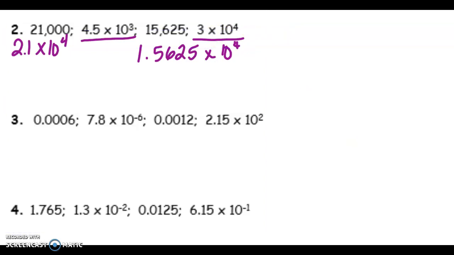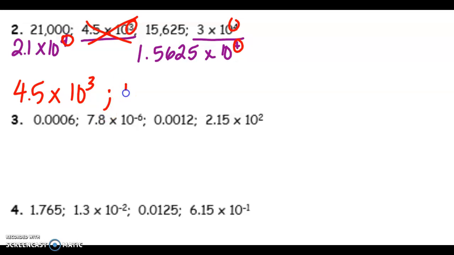My smallest exponent that I have is my 3. So that's going to be my first one. So 4.5 times 10 to the third. Okay, so I like to cross them off so I know that I'm done with that one. All right, so I've got a 4, a 4, and a 4, which means they're all the same. So then I look at my smallest number out front of my decimal.